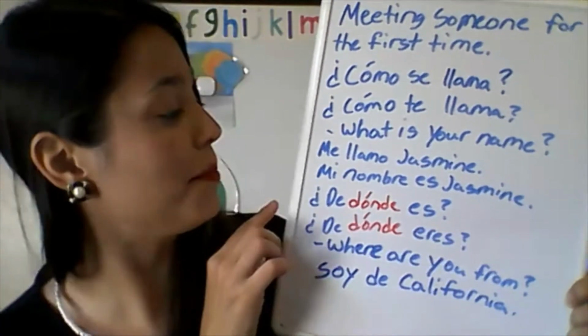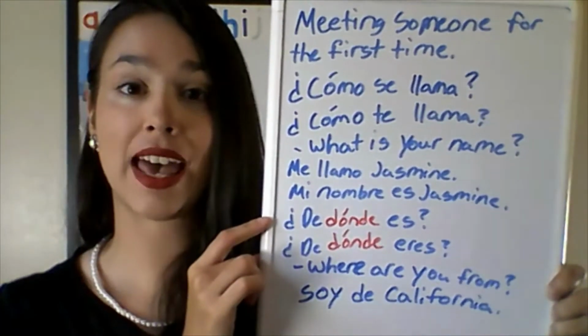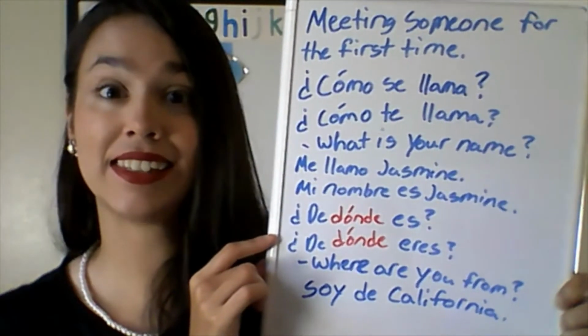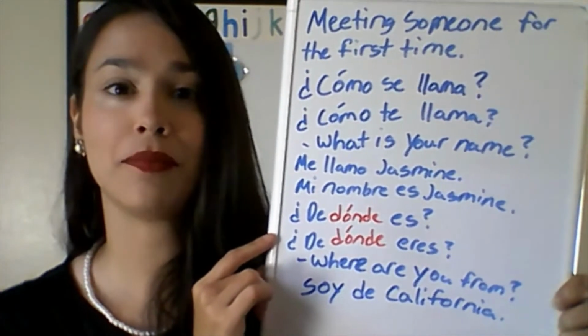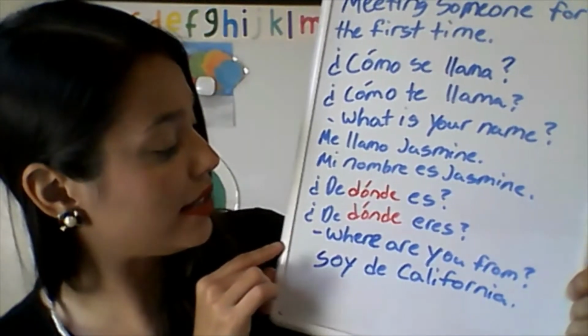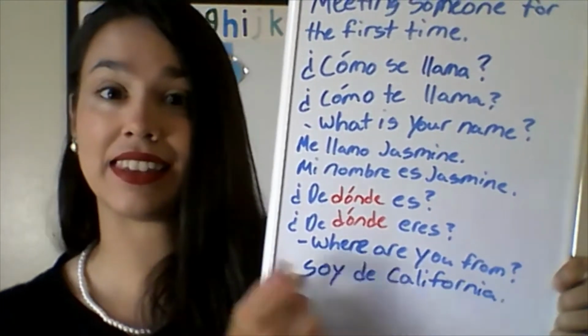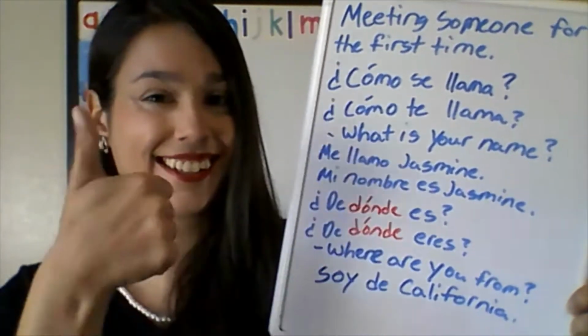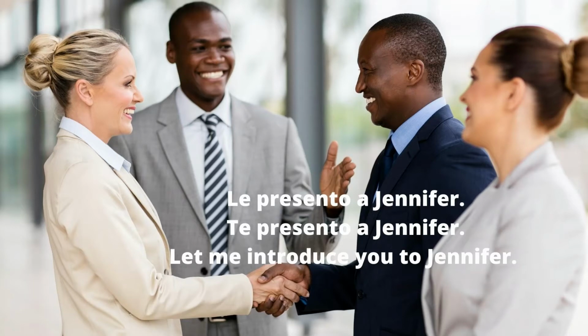My name is Jasmine. Another question you can ask is, ¿De dónde es? Or, ¿De dónde eres? Which means, where are you from? And a response you can use is, soy de, and then the state that you're from. In this case, soy de California. Good job. Another phrase that you can use when you're introducing someone is, le presento a Jennifer, or te presento a Jennifer.